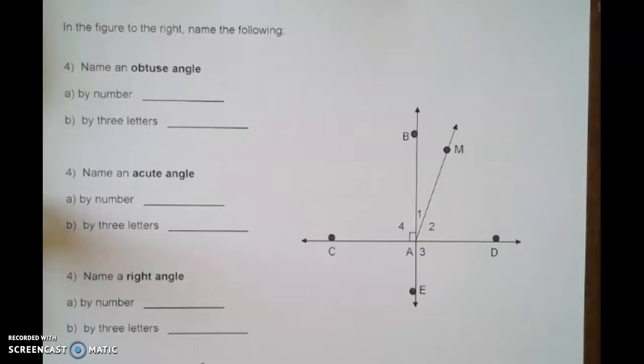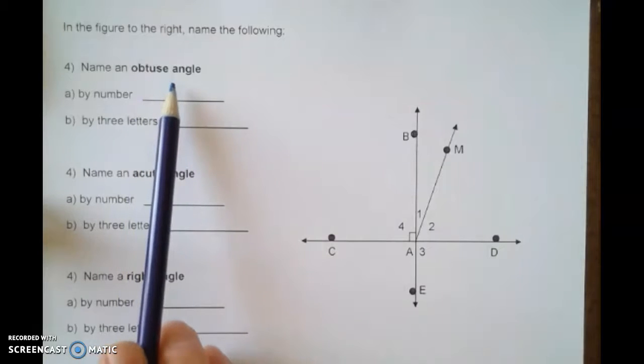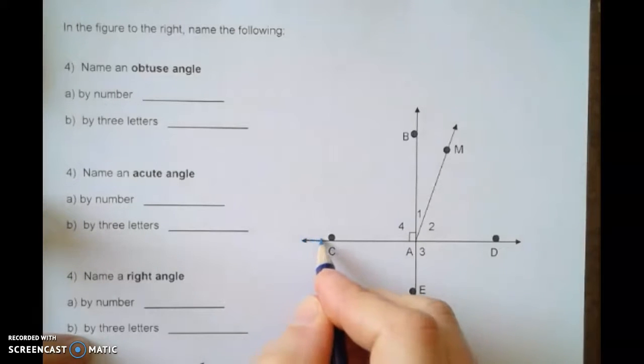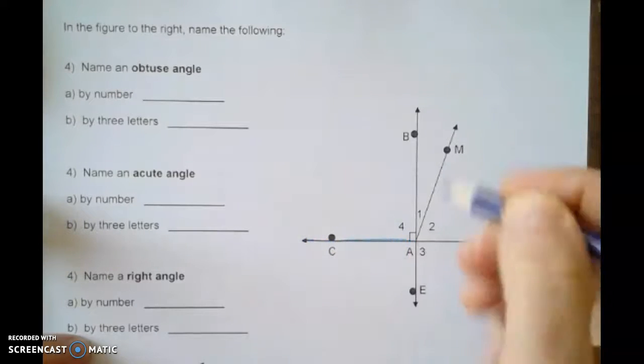In the next picture, I'm going to use this picture now in order to find an obtuse angle, an acute angle, and a right angle. So let's start with an obtuse angle. An obtuse angle, remember, is bigger than 90 but less than 180 degrees, and I'm going to use colored pencils again. So let me go ahead and trace an obtuse angle, and I actually see one right here.